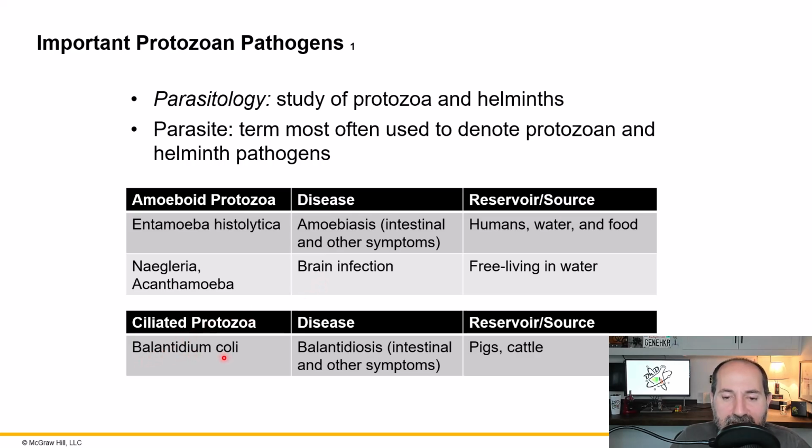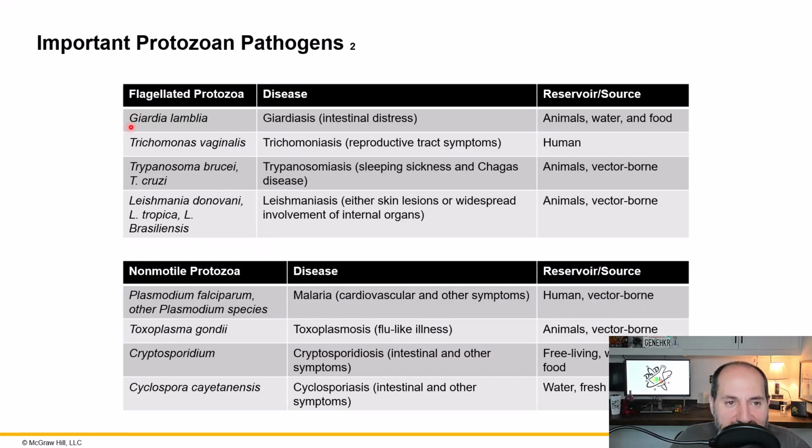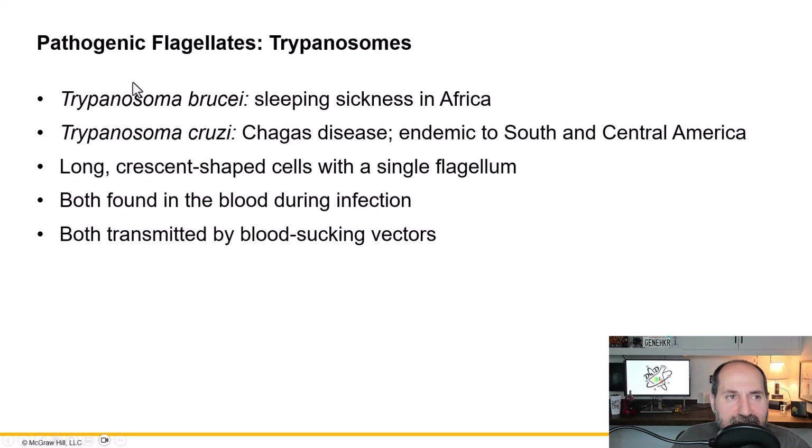Balantidium coli, or B. coli, which can cause balantidiosis, which is an intestinal disease. Giardia, this is another interesting one. Giardia lamblia, which causes giardiasis, an intestinal disease, also known as traveler's diarrhea. Okay, those are ones to know about. Here's some pathogenic flagellated protozoa, the trypanosomes. Trypanosoma brucei, which causes African sleeping sickness. Trypanosoma cruzi, which causes Chagas disease. These are important parasites of humans.